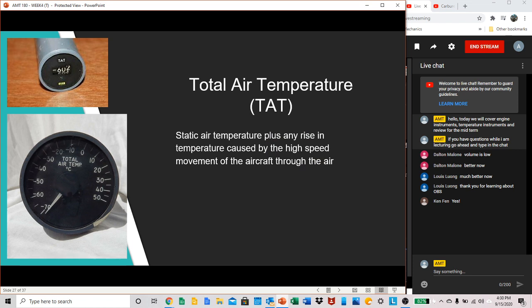We have your total air temperature, so static air temperature plus any rise in temperature caused by the high speed movement of the aircraft through the air. That is what total air temperature is. And we have a couple of different examples here. We have your analog instrument, total air temperature. This one's in Celsius degrees. And then this one is also like a rotating, almost like an hour reader, rotating dial there.